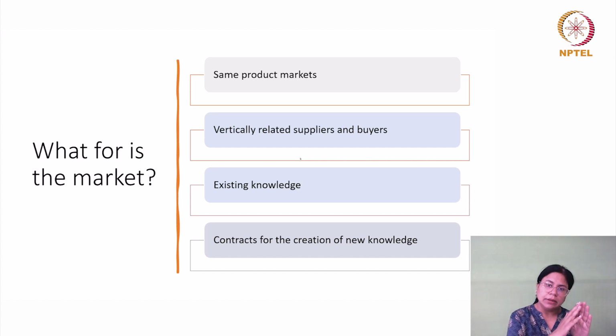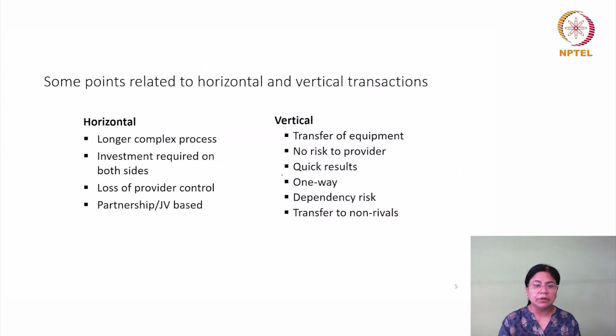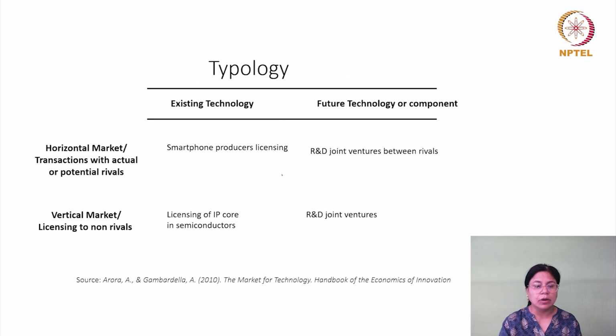Then the transaction, whether it is related to the same product or to a vertically related supplier and buyer interaction, can be with respect to the existing knowledge, what is already prevalent, or it could include the contracts for the creation of new knowledge. So this particular typology once again builds on the work of Professor Arora and his co-author.